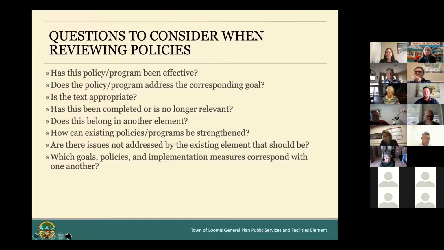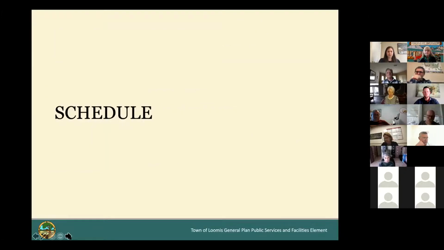Are there issues not addressed that should be addressed? That's a key item, so new items to add. And which goals, policies, and implementation measures correspond with one another? So as I mentioned, we don't want to just group them all together. We want it to be related to the policy. So an implementation is related to the policy, which is related to an objective and a goal. So we want to make sure that's clear.